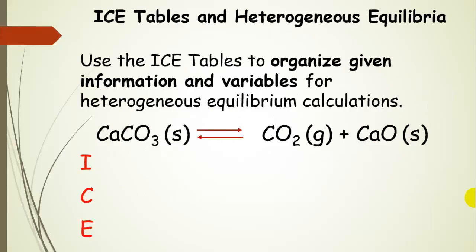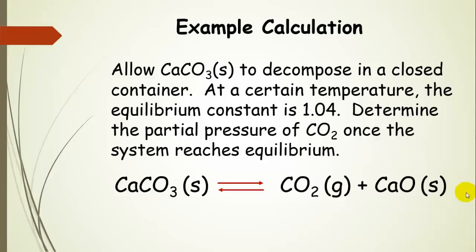We can use ICE tables to organize our information for heterogeneous systems in a very similar way to our homogeneous systems. So let's go ahead and look at an example using an ICE table to solve an equilibrium problem for a heterogeneous equilibrium. What we're going to do is put calcium carbonate in a closed container. And at some temperature, the equilibrium constant for this reaction is 1.04. Now, we want to determine the partial pressure of carbon dioxide once the system reaches equilibrium.